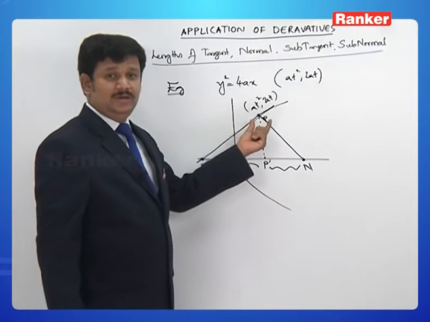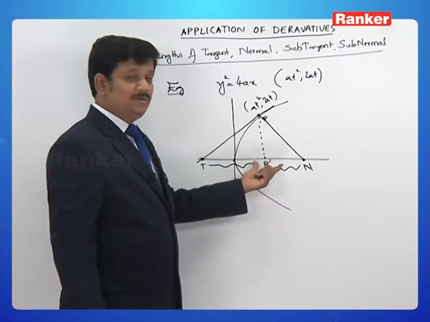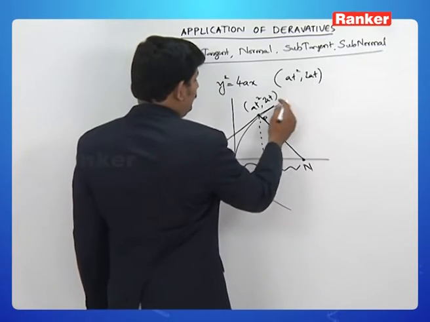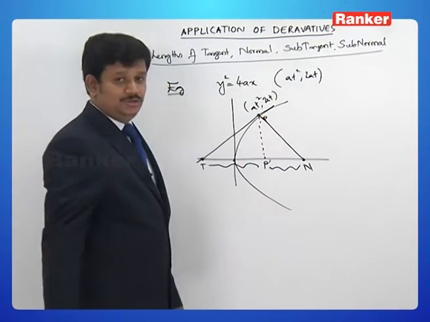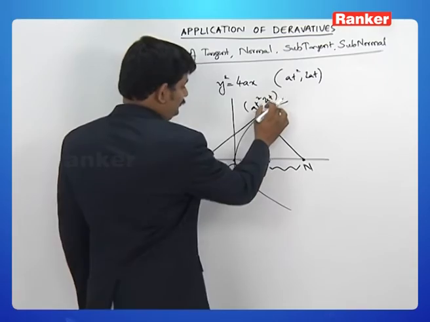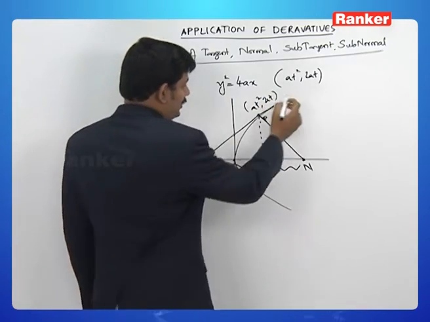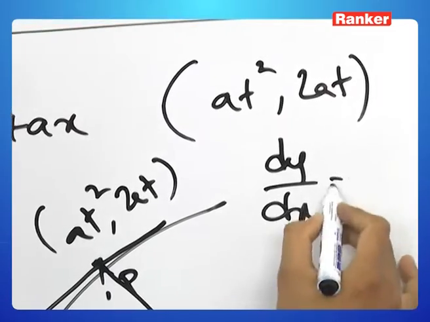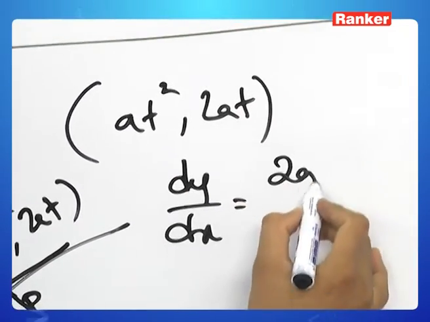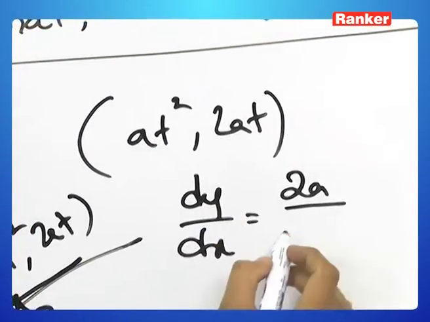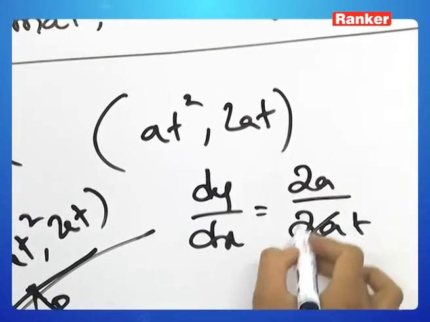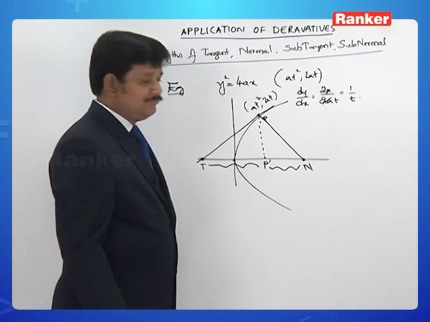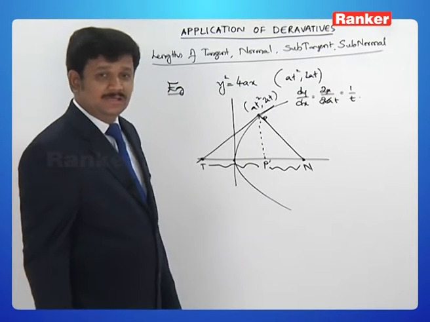we have formulas for the length of the tangent, normal, subnormal, and subtangent, and all of these depend on the y coordinate of the point, 2at, and also dy by dx at that point. Dy by dx at that point is given by what? Dy by dx is dy by dt, which is 2a, by dx by dt, which is 2at. 2a gets cancelled, dy by dx is 1 by t. So m is 1 by t.